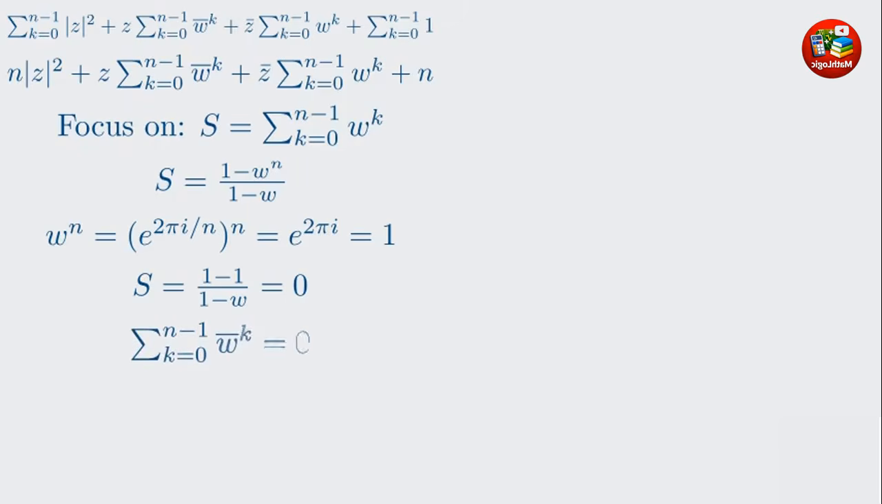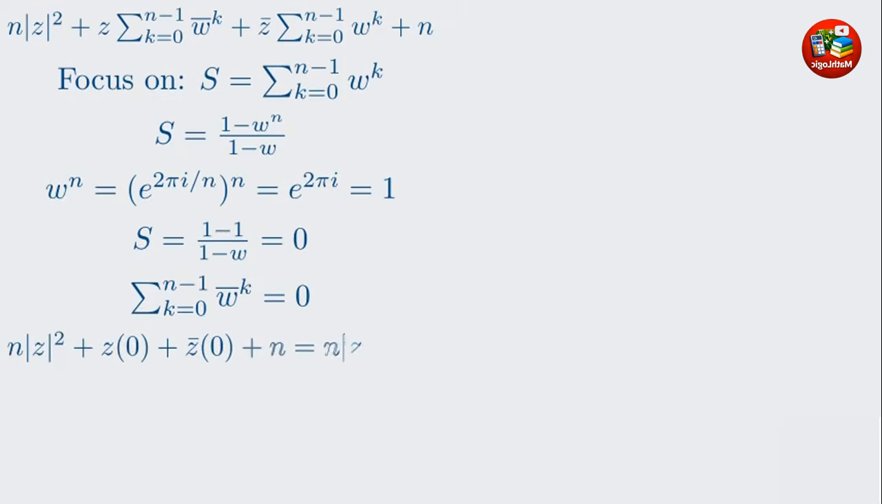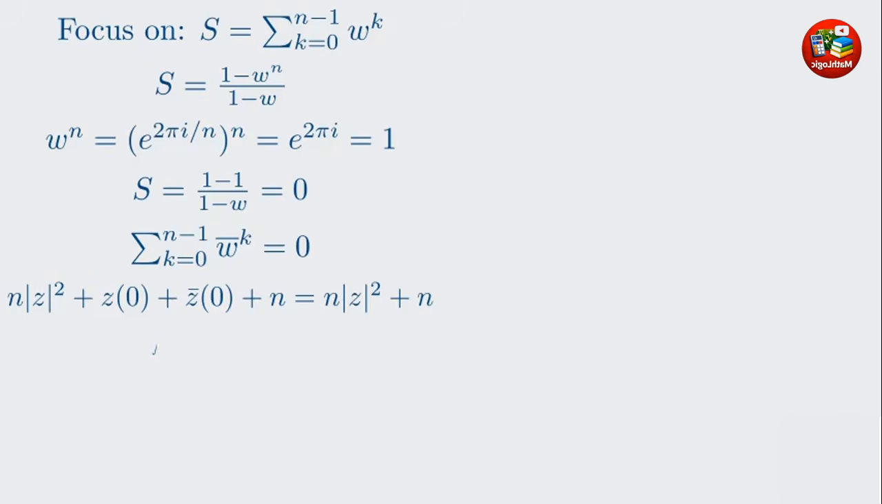By the exact same logic, the sum of the conjugates of w to the power of k is also 0. Substituting these zeros back into our expression, the middle two terms completely vanish. We are left with just n times the magnitude of z squared plus n. Factoring out the n, we get our final result, n times the quantity magnitude of z squared plus 1.